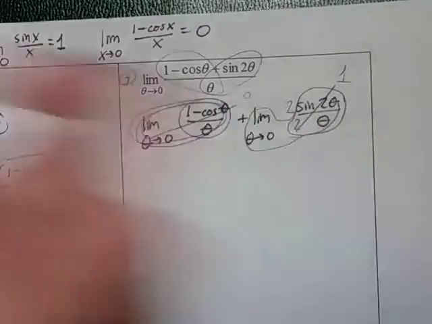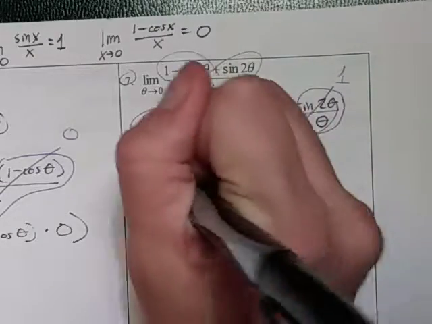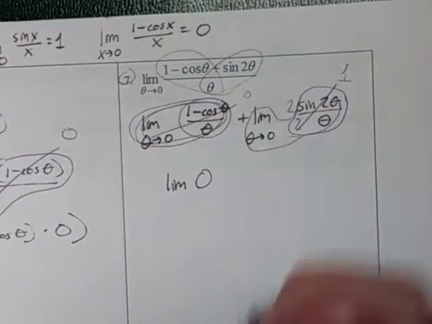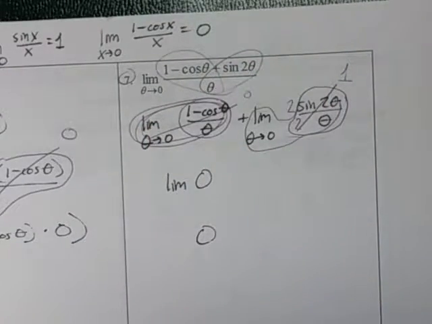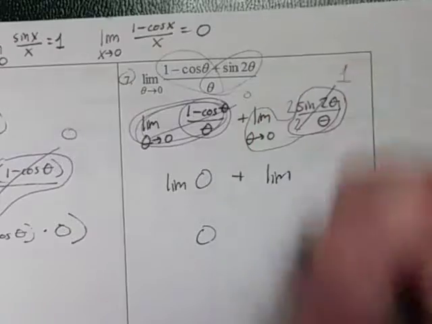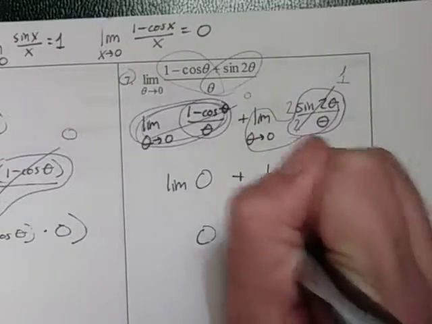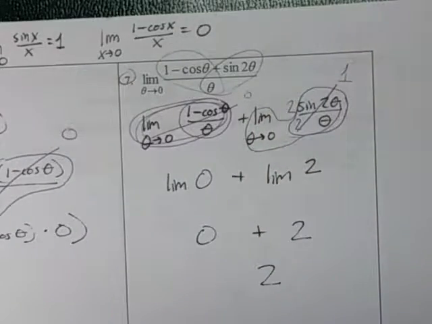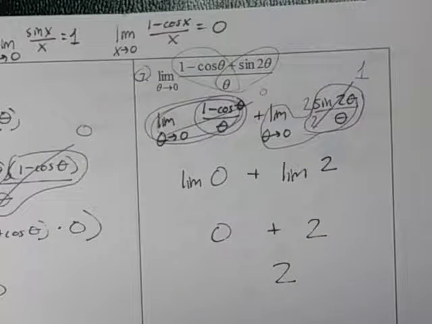Therefore, the only thing I'm left with over here is the limit at 0, which I know the final answer is just 0 for that, plus the limit of 2, which I know is just 2, so my final answer is 2. And that's that on that one.